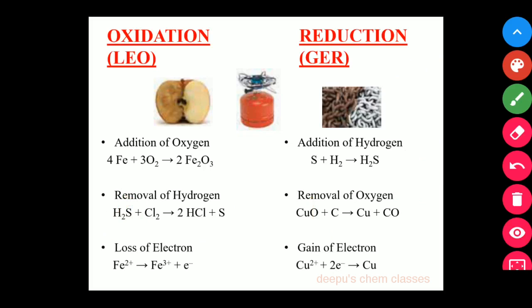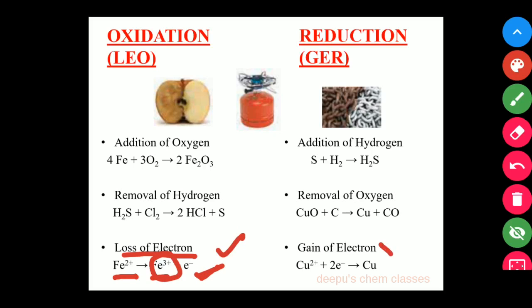Then on the basis of the electron concept also you can define oxidation and reduction. Loss of electron is said to be oxidation. For example, Fe2+ ion, when it loses one more electron, will change into Fe3+ ion. Whenever an ion or atom loses electrons, it gains positive charge. That's why it is Fe2+; when it loses an electron, the charge increases by 1 and you get Fe3+.